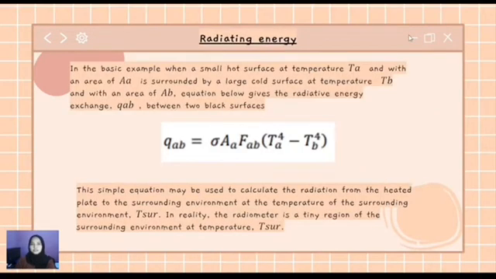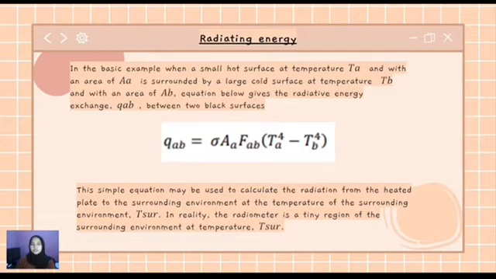Next is radiating energy. In the basic example, when a small hot surface at temperature Ta and with an area of AA is surrounded by a large cold surface at temperature Tb and with an area of AB, the equation below gives the radiative energy exchange QAB between two black surfaces.